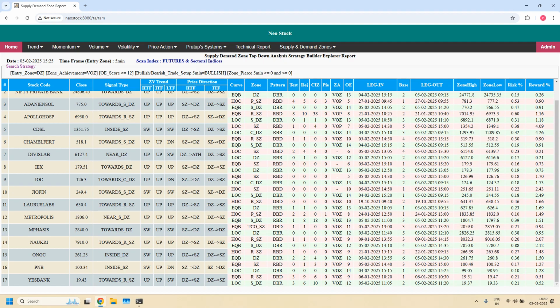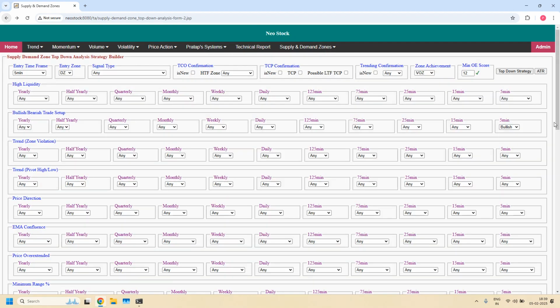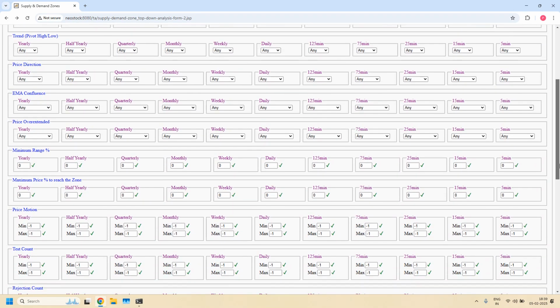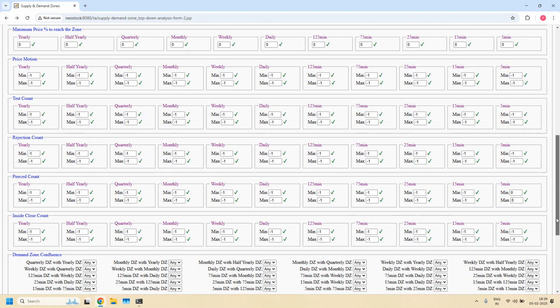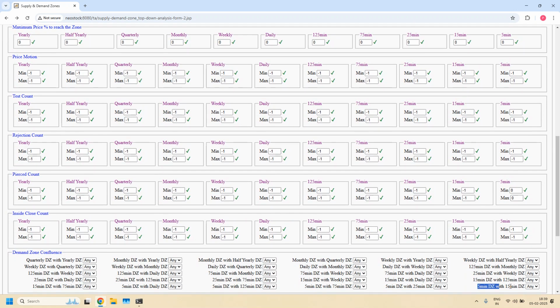Even then, let us identify even more high probability zones based on this zone confluence. The first filter is LTF and ITF demand zone confluence, that is 5 minutes and 15 minutes demand zone confluence. I am enabling that filter.